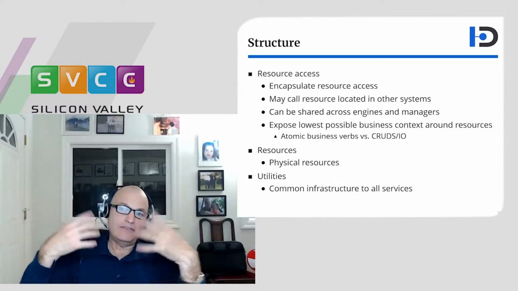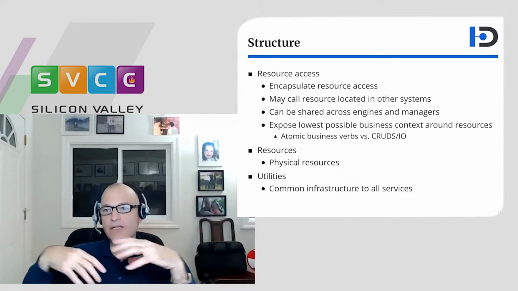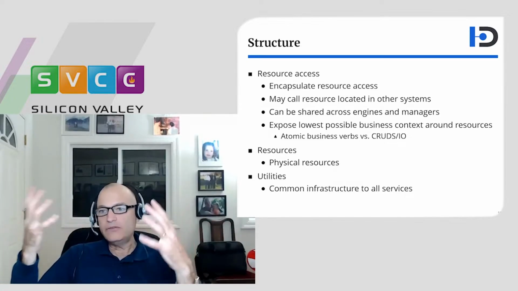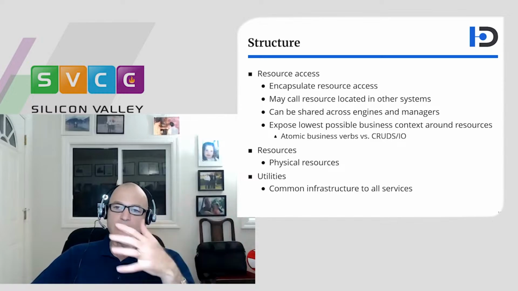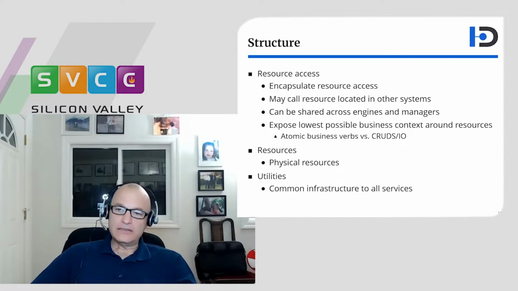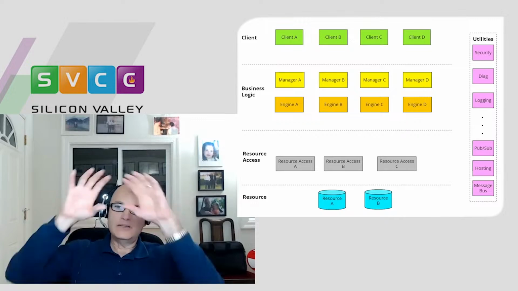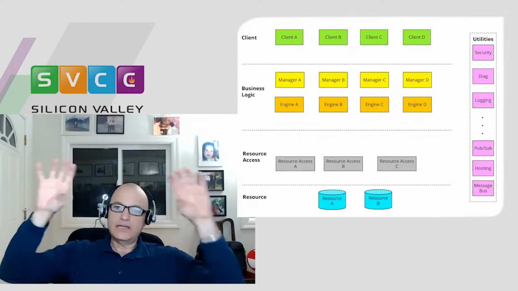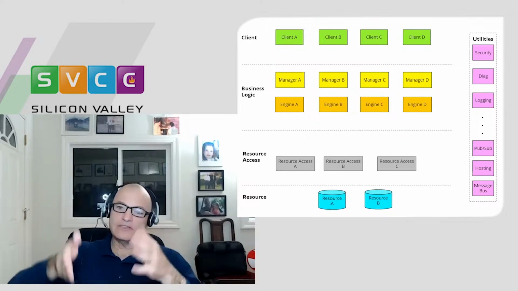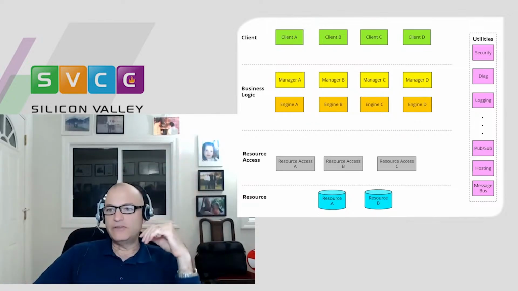Underneath that, we have the actual resources, the physical queues, the physical databases, and so on. And then we also have utilities, infrastructure, which is common across all systems: security, message bus, pub/sub, diagnostics, instrumentation, profiling, those things. So we've got clients at the top, managers, engines, resource access, and to the side, we have all these utilities that everybody needs to use. It is part of the framework.